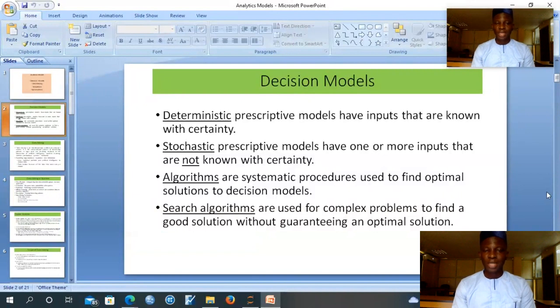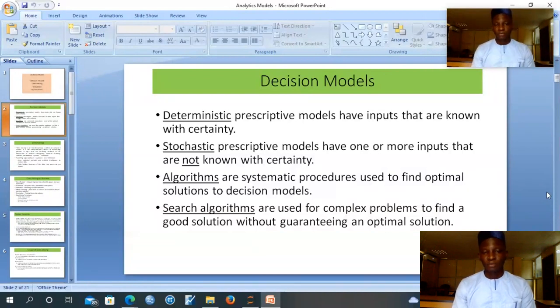But a stochastic prescriptive model have one or more inputs that are not known with certainty. So you need a kind of random variables. Random means something that can take any value. You need a kind of probability. So now say A can happen with some probability, B can also happen with another probability. In that case, you'll be looking for something like an average, an expected value, for your analysis.